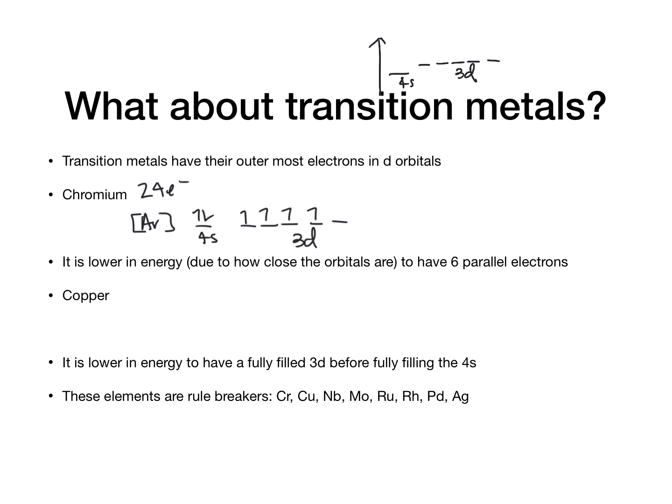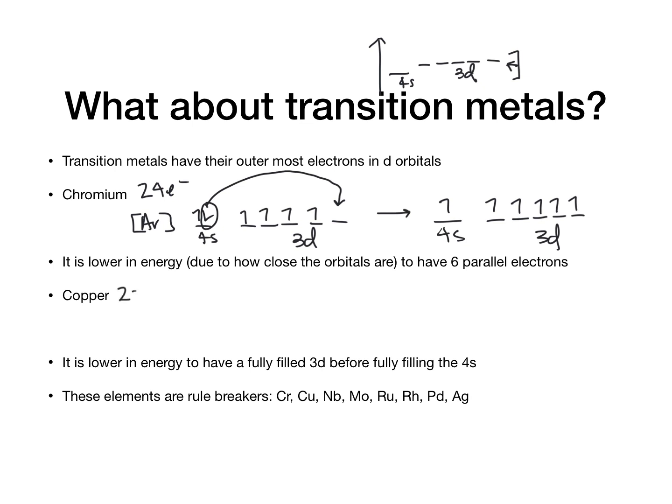To promote, aka move, this electron here to where we would really get 4s, 3d with 6 parallel electrons. This works because of how close these electrons are. And it is lower in energy to have 6 parallel electrons than the fully filled s orbital followed by the d orbitals.